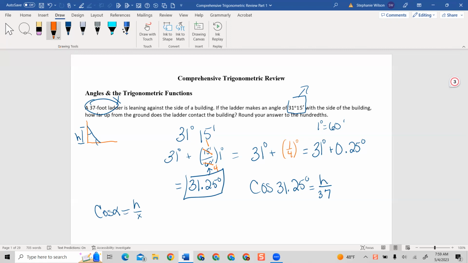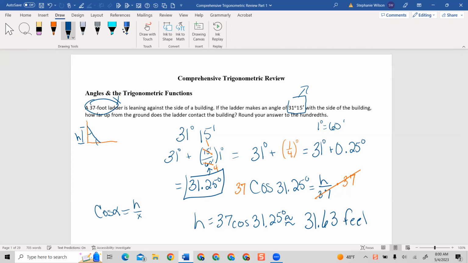I want to get h by itself, the height by itself, because that's what I'm solving for. So I'm going to multiply each side by 37 because it's in the denominator, and we need to undo that fraction to get h by itself, isolate h. So now I'm going to rewrite this in a format where h is equal to 37 cosine 31.25 degrees. Make sure your calculator is in degrees mode. And let's round to the nearest hundredth. So we're going to have approximately 31.63 feet. That's how high up the ladder is going against the wall.